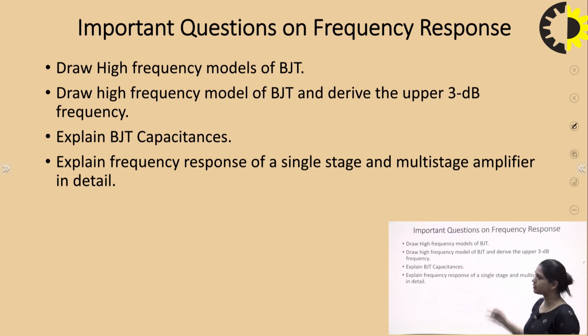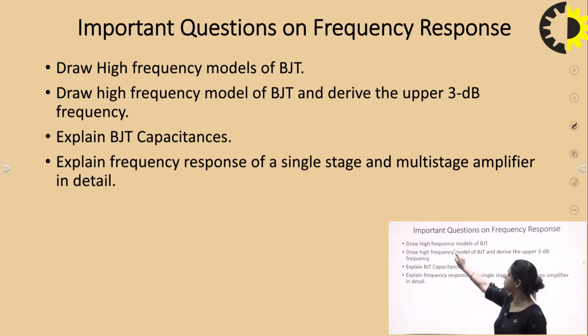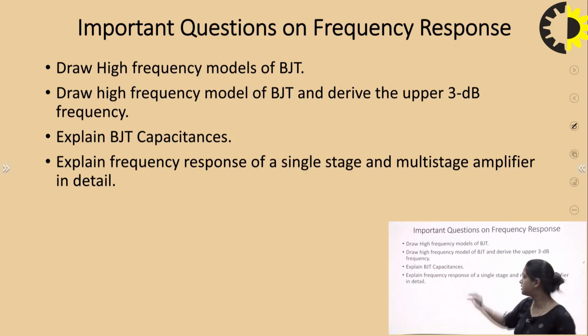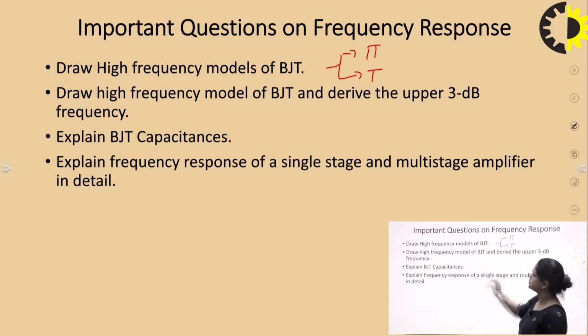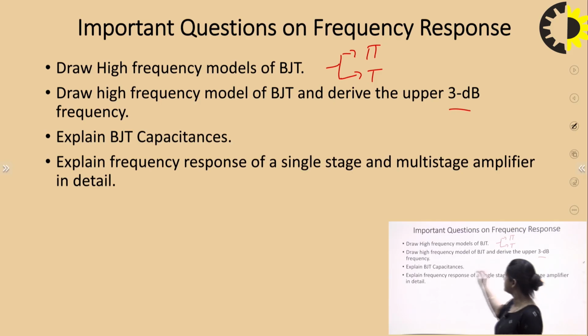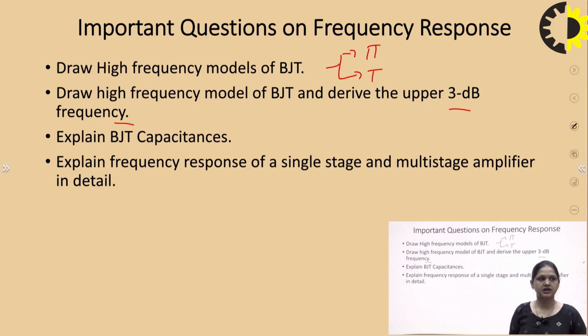So these are the important topics or questions from this topic. A question can be asked: draw the high frequency model of BJT. There are two models, pi and T, so you have to draw both the models. It can also be asked: draw the high frequency model of BJT and derive the upper 3 dB frequency. So you have to do the complete derivation, which I have discussed in the slide.